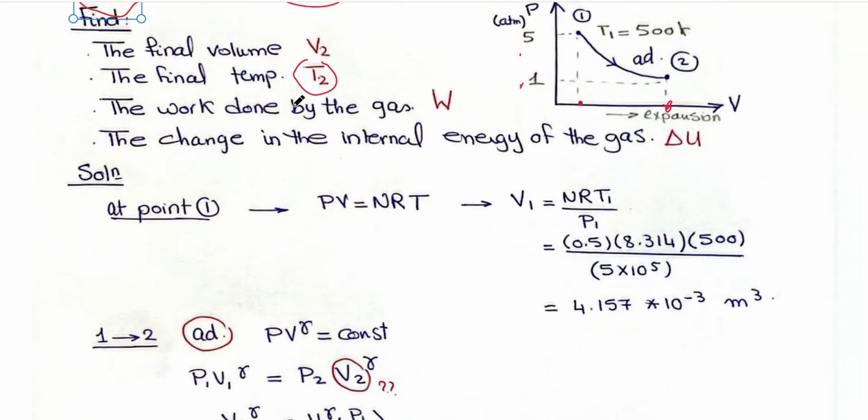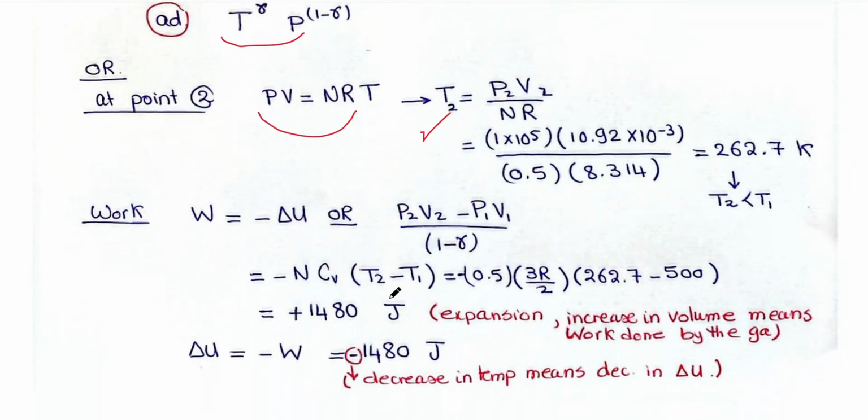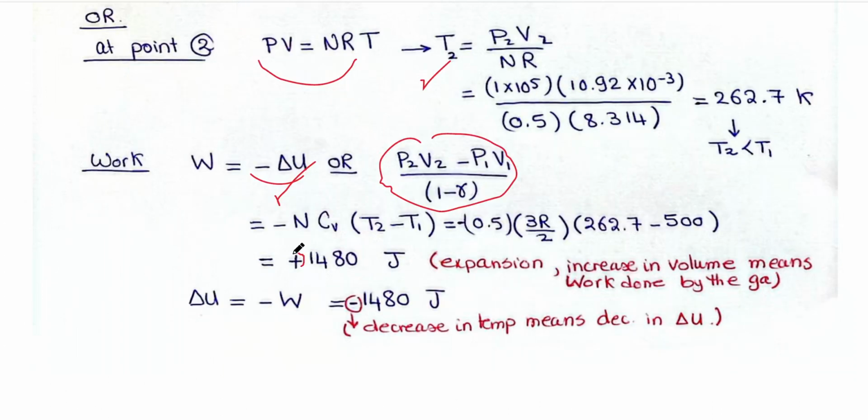It's required to get the work. The work in the adiabatic process has two formulas. Either you say work equals negative delta U, because in the adiabatic we don't have any heat exchange, or you substitute in P2 V2 minus P1 V1 over 1 minus gamma. I will use this formula, so negative nCv (T2 minus T1), and I will substitute, but it is positive, not negative. What is negative is the change in internal energy.